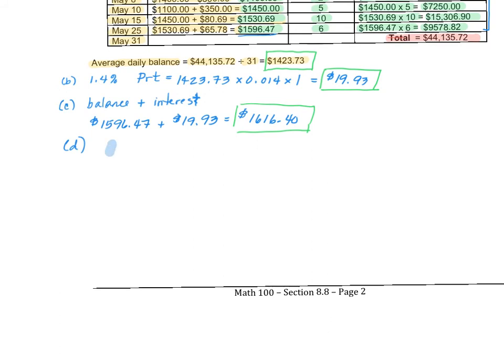So you take 1616.40, divide it by 36, and again, we're going to be rounding it to the nearest dollar amount. This one is fine. I don't have to round. It's $44.90. So that would be the minimum payment due for this particular credit card.